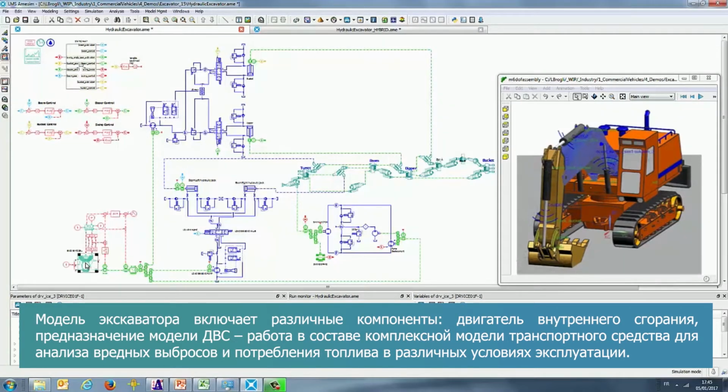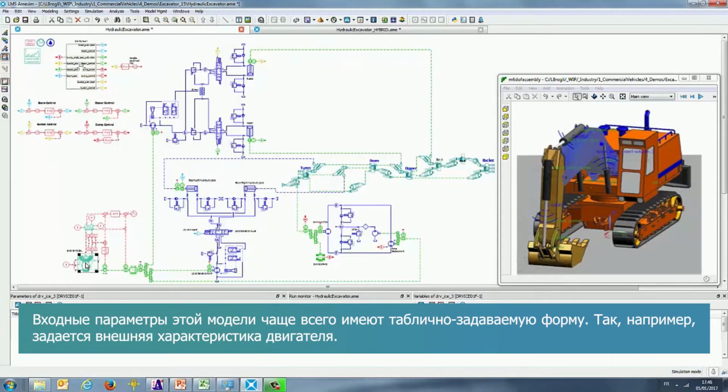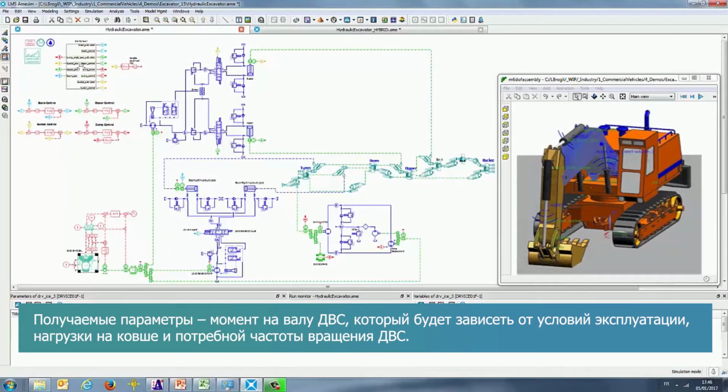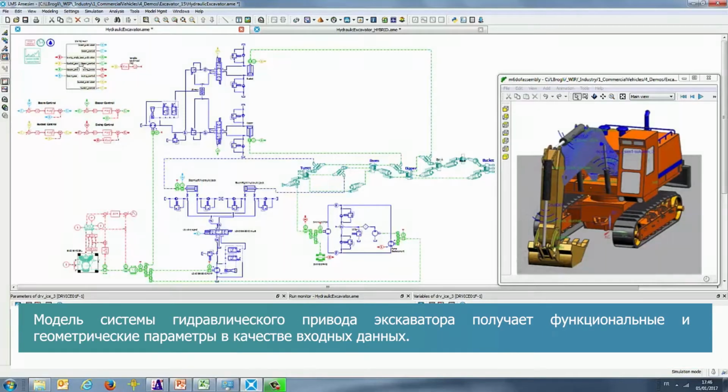Combustion engine. The model objective is machine integration for fuel consumption and emission analysis on driving working cycle. So it's mainly map-based with performance, torque generation, and fuel consumption in function of the different working conditions of the engine, speed and load. The hydraulic actuation system model is based on a mix of functional and geometrical information for the components.